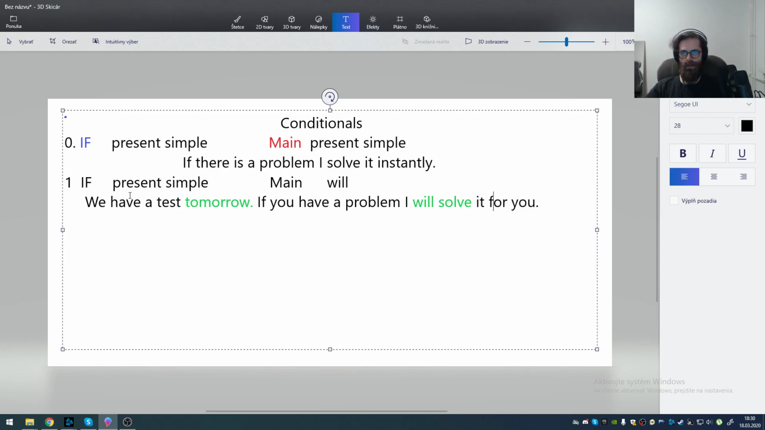For us, it would be like, if you go with me, then I will pay you for it. Okay, there is some activity going on in the future. If you go with me, I will solve it for you. Definitely, you cannot use if you will, or if you will go, or if you will have, or whatever. That is not how this works.